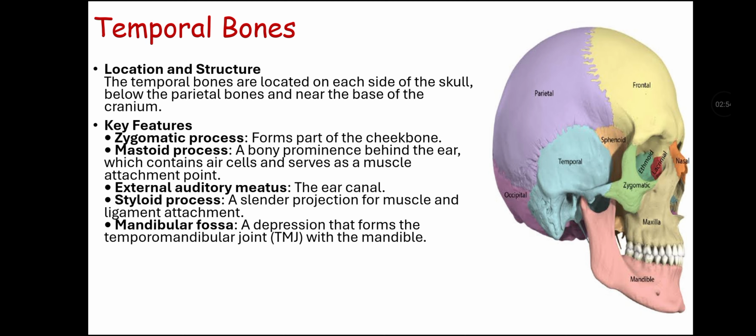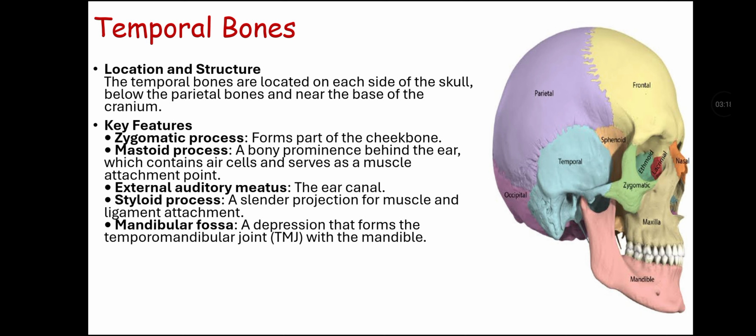As you can see here in diagram, the process of temporal bone going towards the zygomatic bone is called a zygomatic process. Second is mastoid process, that is a bony prominence behind the ear, which contains air cells and serves as a muscle attachment point. Third key feature is external auditory meatus, that is the ear canal. As you can see here in diagram, the opening is the external auditory meatus.